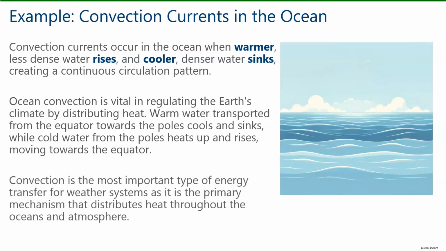Convection is the most important type of energy transfer for weather systems, as it is the primary mechanism that distributes heat throughout the oceans and atmosphere.